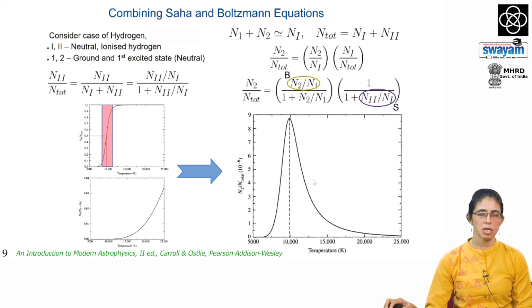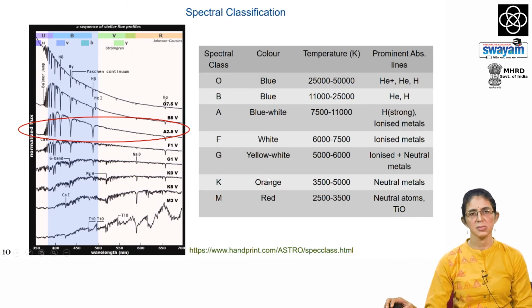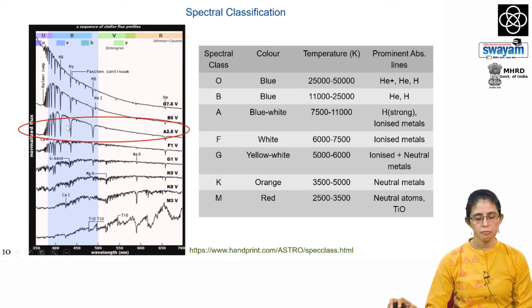Thus, close to 10,000 Kelvin, one would expect most of the hydrogen to be in the first neutral excited state. If one considers the various spectral types, one sees that 10,000 Kelvin roughly corresponds to the spectral type A. Thus, A spectral type shows hydrogen atoms whose strength is the maximum. So, using this, we can see that the Boltzmann and Saha equations can be used to predict the strength of the spectral lines. As one goes towards the hotter stars, that is spectral types B and A, the strength of the hydrogen lines decreases.